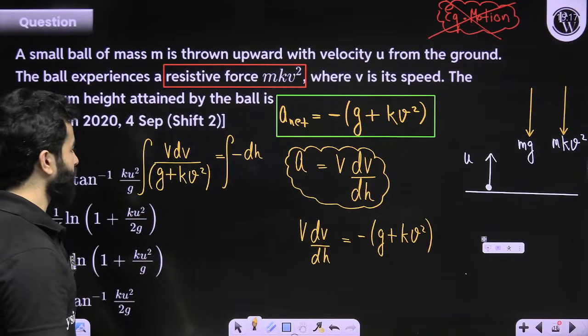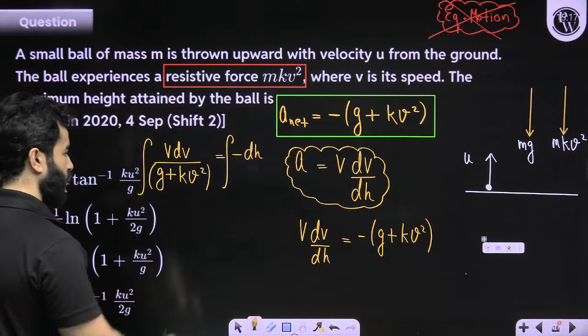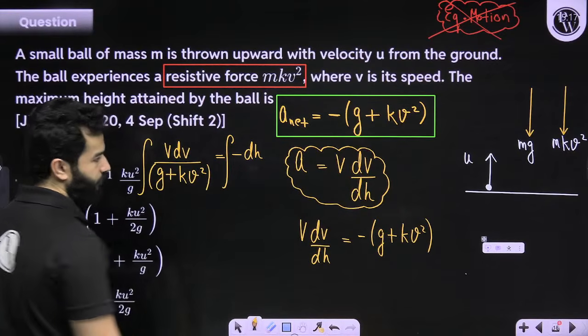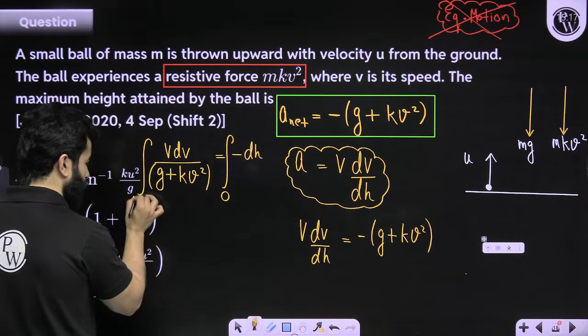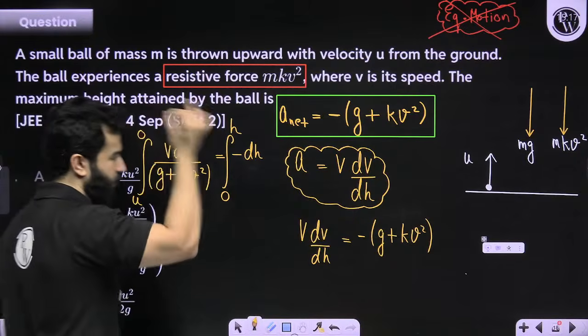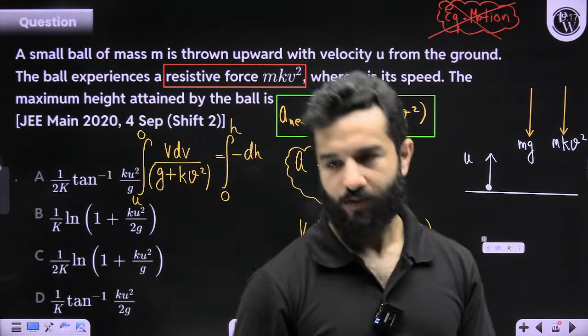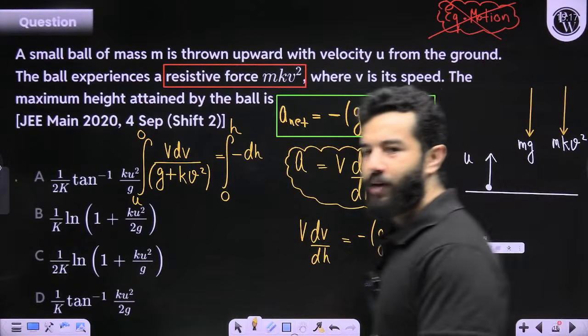We are going to integrate it. Or what you can also do is say that, let's suppose, when height was 0, initial velocity was u, and when height is h, velocity will become 0. After this integration, you will get your answer. Quickly write down in the chat box if you have any doubt. Be quick, my dear friends.